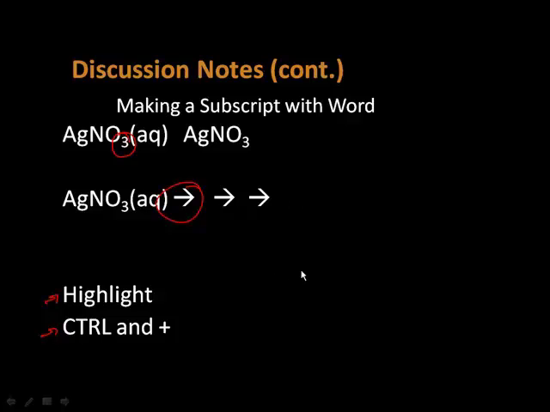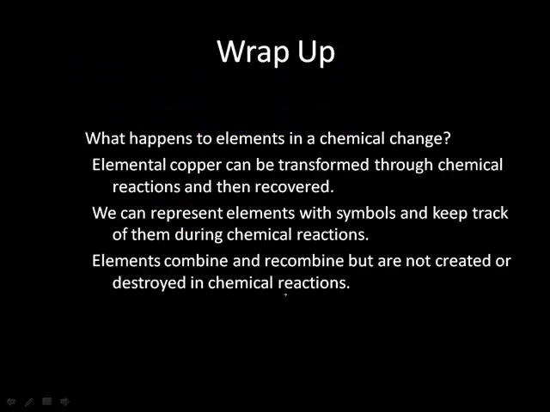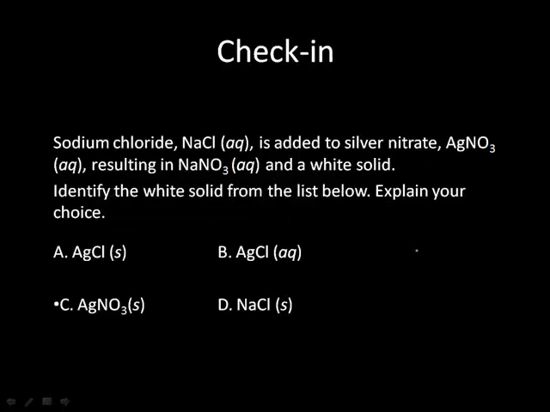So this is how to make a subscript with Word, and this is how you're going to help write up your lab write-up. To wrap up what we know about elements, what happens to elements in a chemical change? First of all, elemental copper can be transformed through chemical reactions, then recovered. We can represent elements with symbols and keep track of them during chemical reactions by symbols and compounds with symbols. Elements combine or recombine but are not created or destroyed in chemical reactions.